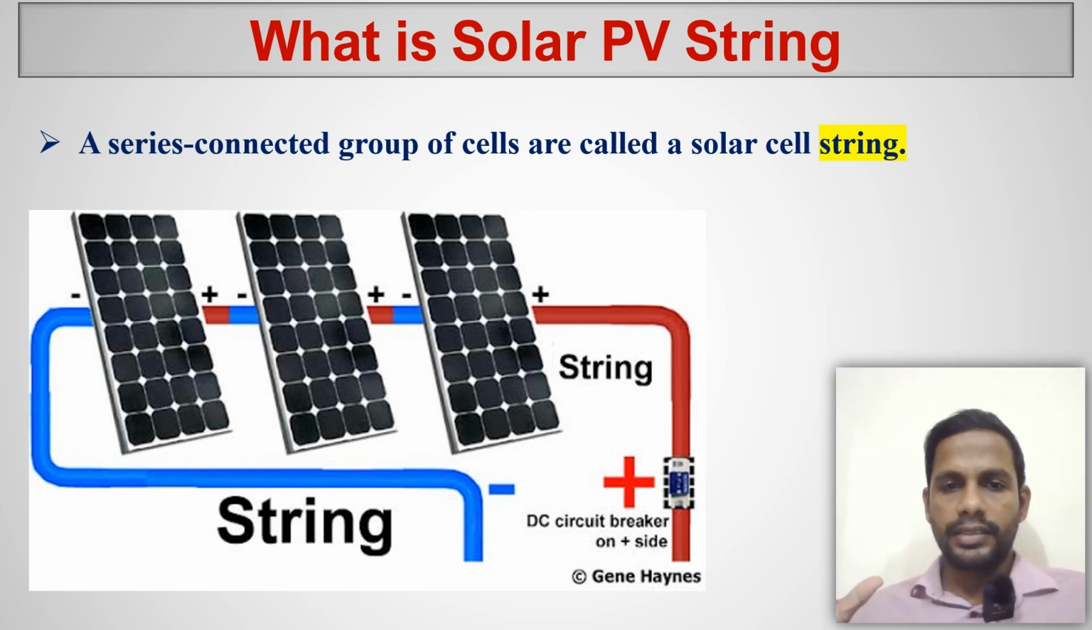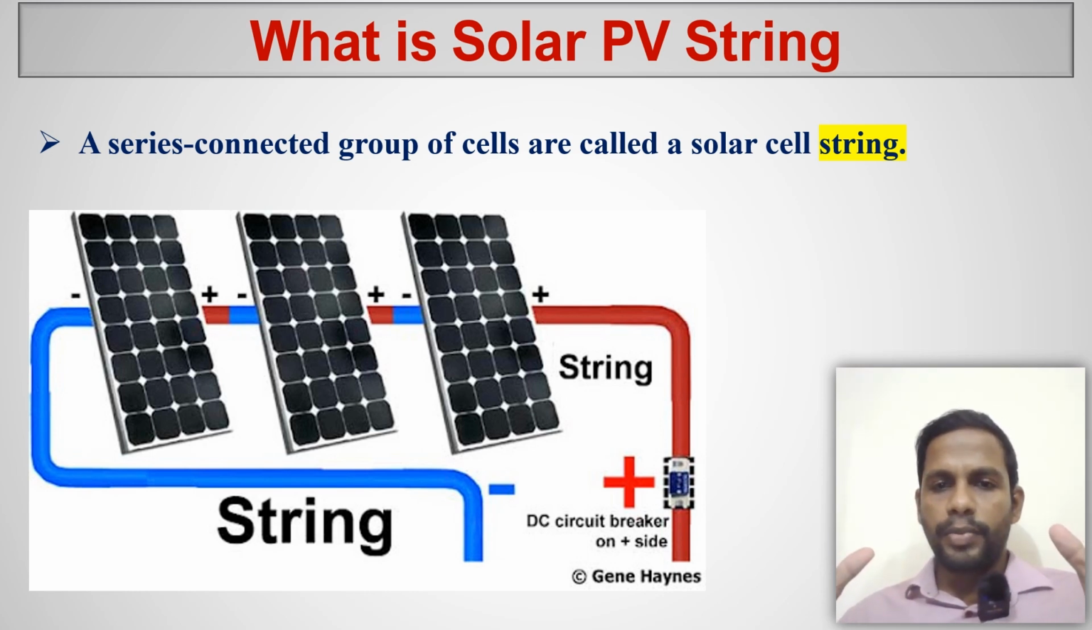Next terminology is PV string. So what is meant by PV string? Many articles on websites use the word PV string, but many students and many people do not know what it means. PV string actually means series connected modules. Let's say in this diagram we have three modules connected in series. We call this a string, a string which has three modules in series. So in simple terms, a series connected group of modules is called a solar PV string.